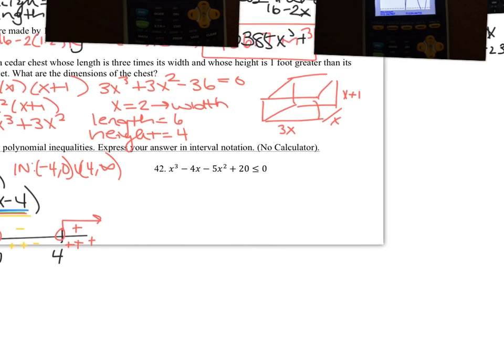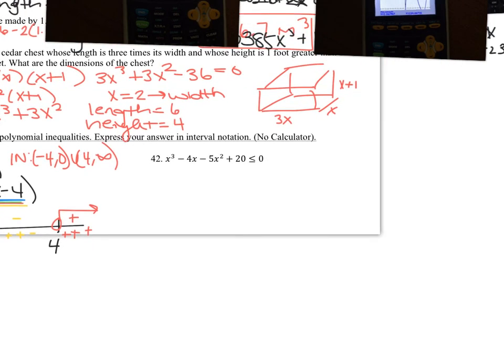If I come over here and I do number 42, I have to factor by grouping, so I'm going to take out an x. I'm left with x squared minus 4. And on the other side, I'm going to take out a -5. I'm left with x squared minus 4. So x minus 5 and x squared minus 4. This is a difference of squares. I can go ahead and factor it. X plus 2, x minus 2. And then I have x minus 5. So now I have -2, 2, and 5.